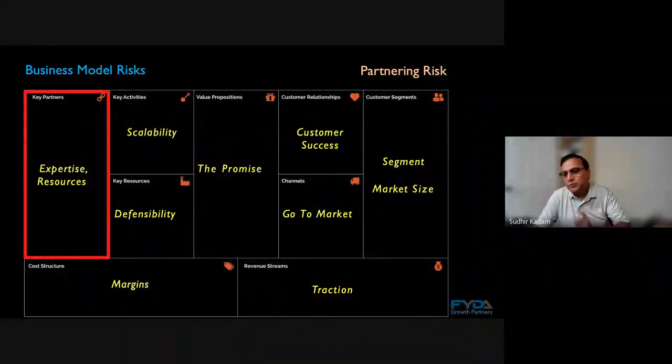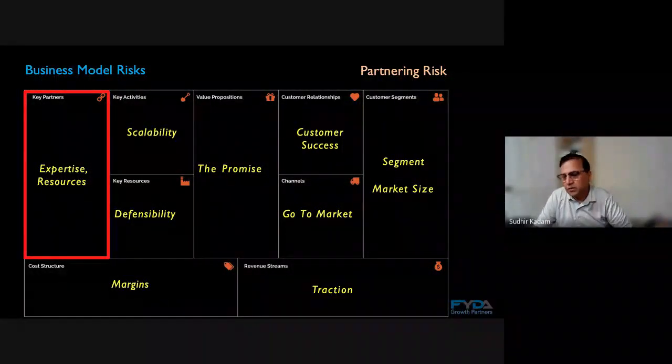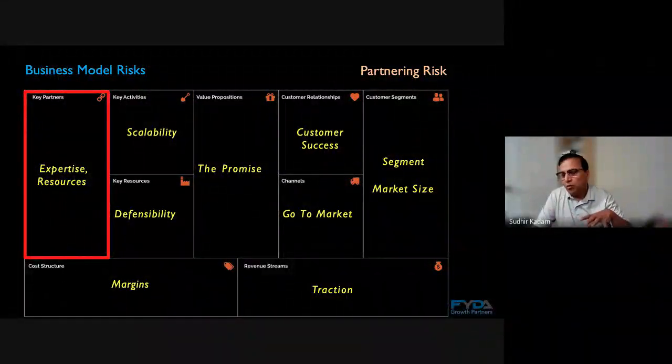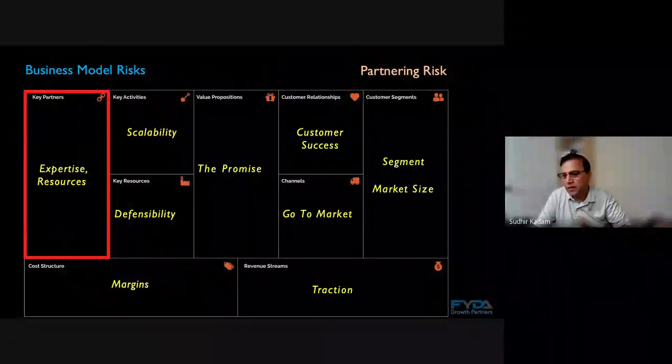I wanted to spend more time on the partnership risk, because a lot of you are going to figure out that without a good partner, it will be hard for you to proceed further and capture the market.